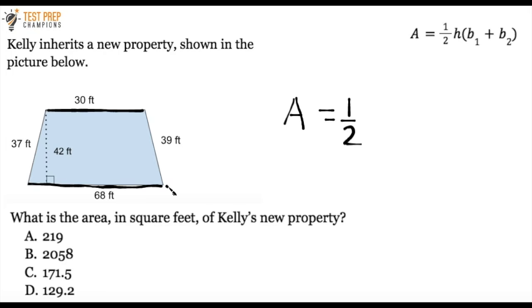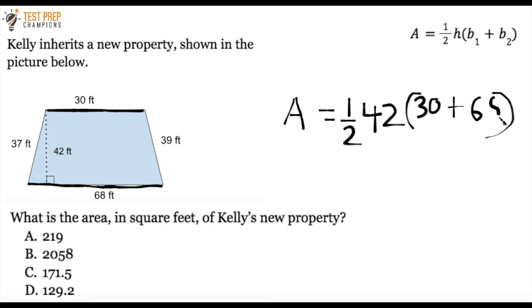And you might be wondering, how do I know which one's base 1 and which one's base 2? For the purposes of the calculation, it doesn't actually matter. It's still going to give you the same answer regardless of the order. Where it says to plug in base 1 plus base 2, it doesn't matter which number you put first. So I'm going to do 30 plus 68. But if you get these numbers backwards and you do 68 plus 30, it's going to give you the exact same answer. So don't stress out about remembering which one is base 1 and which one is base 2. Just remember that these are the two bases you'll have to use and put them into the formula here.